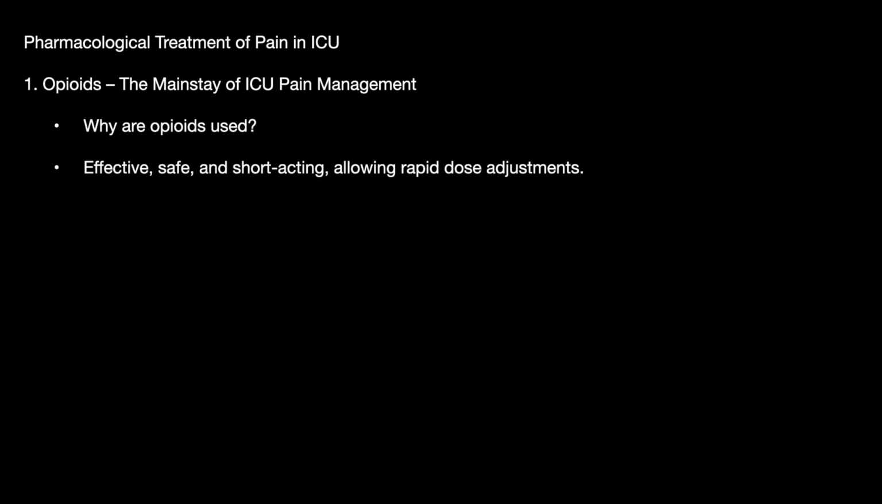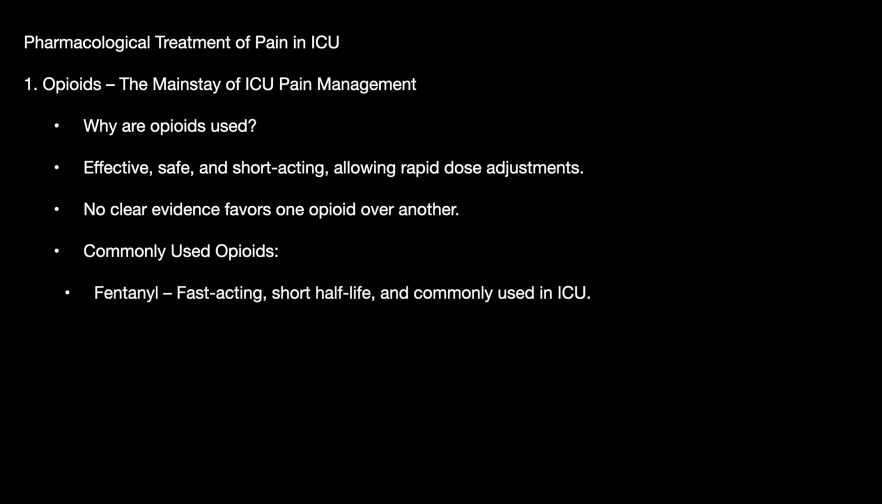So next, once you have assessed how much pain my patient is in, we need to give some treatment. The most common treatment that we give is the pharmacological management. So we start with opioids. This is the mainstay for ICU pain management. So why is opioid the mainstay? Because it is effective, it is safe, it is short acting and allows rapid dose adjustments. No clear evidence favors one opioid over the other.